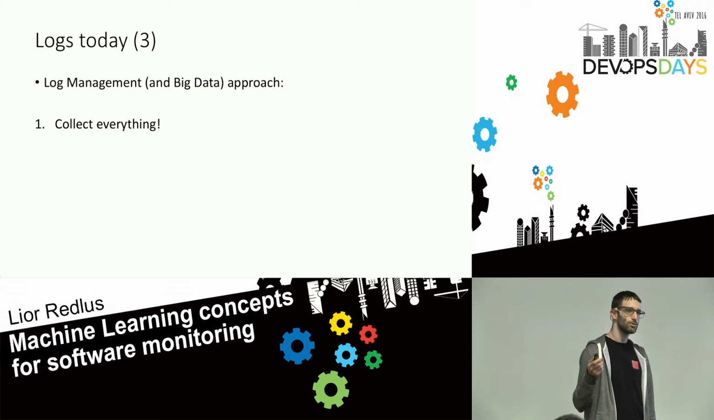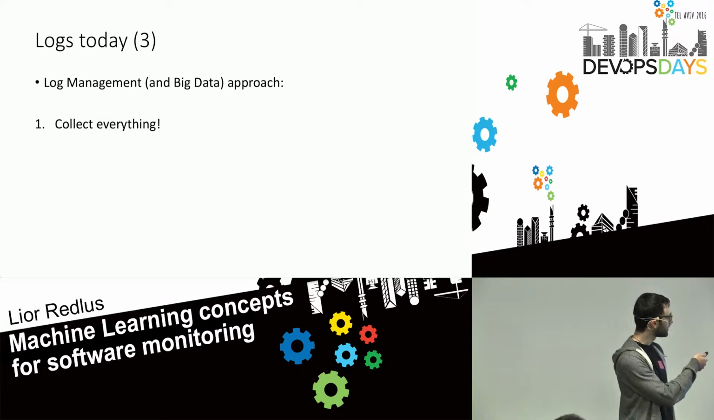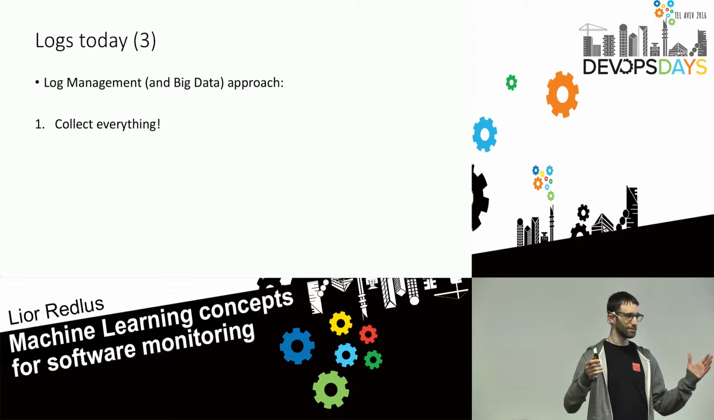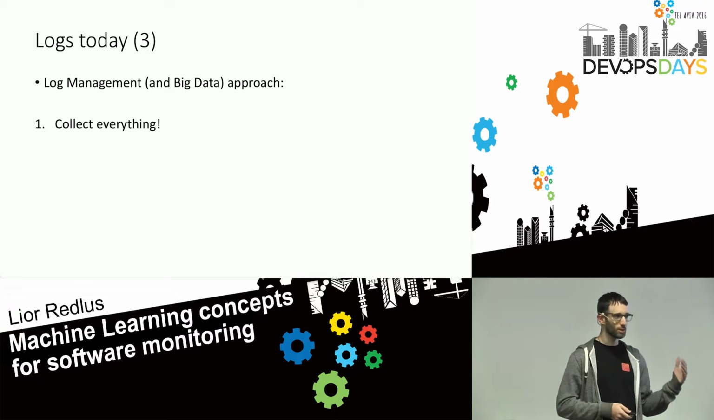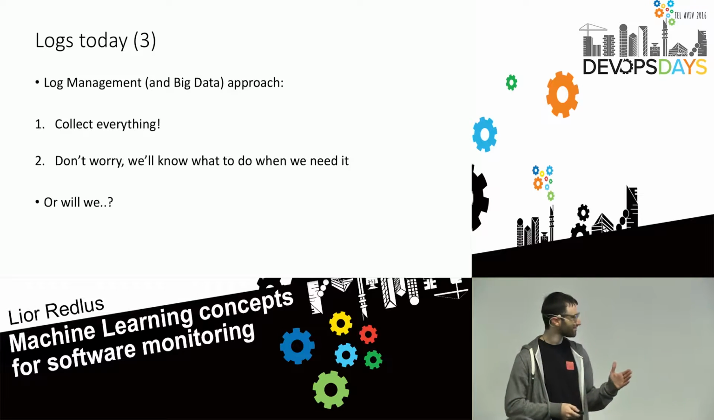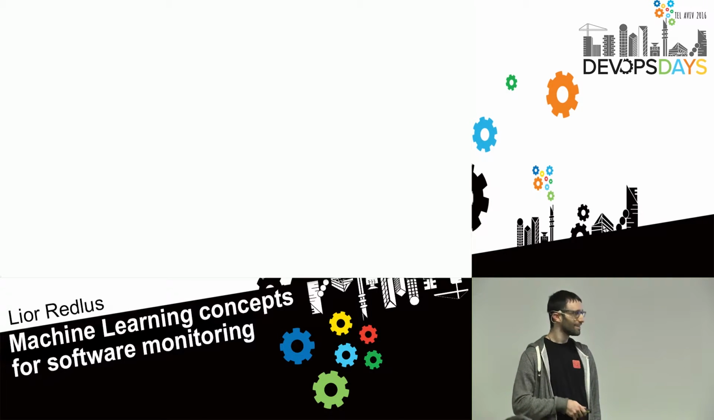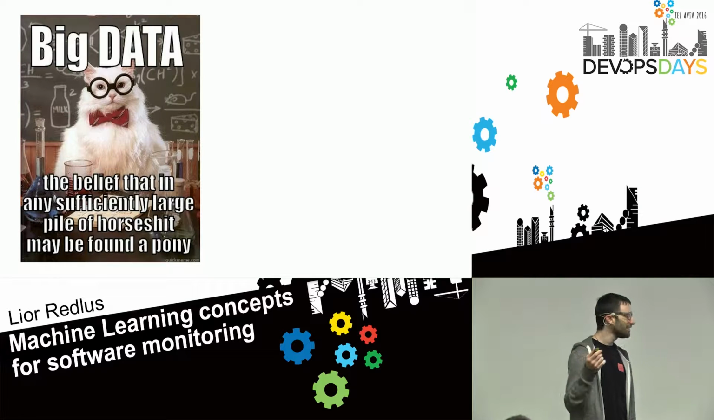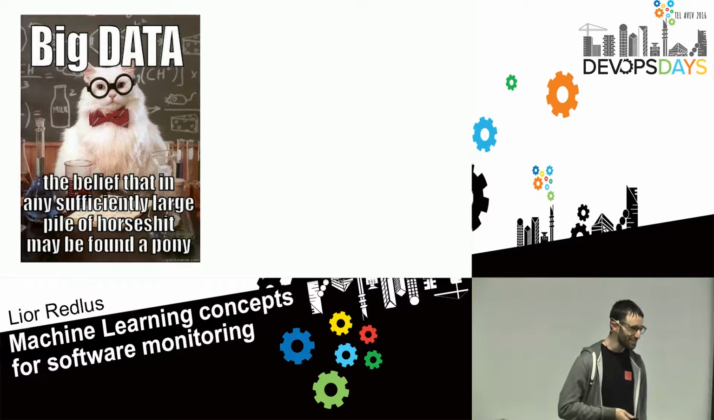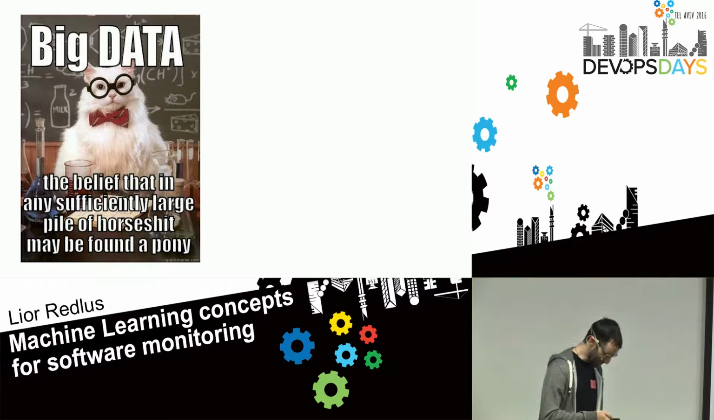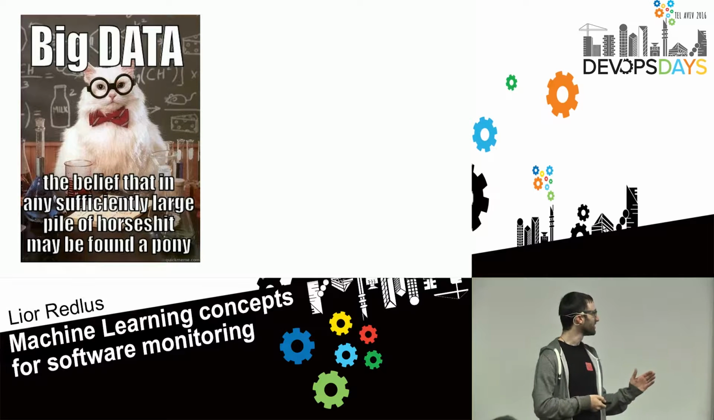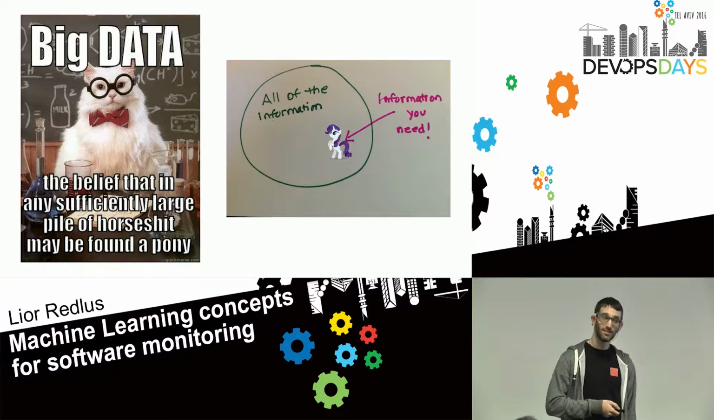The big data approach up until now, and also in log management, is to collect everything. Let's just dump everything into a single bucket, and then we can do whatever we want when we need it, and we'll know what to do. Or will we? The assumption is that in a sufficiently large pile of horse shit, we will find a pony. Just collect the data, and you'll find something interesting in there. The problem is that it is not that simple.